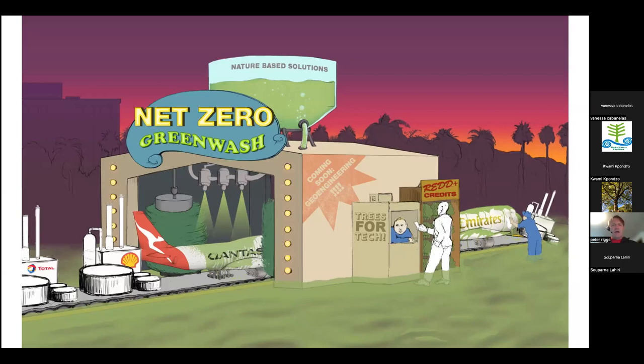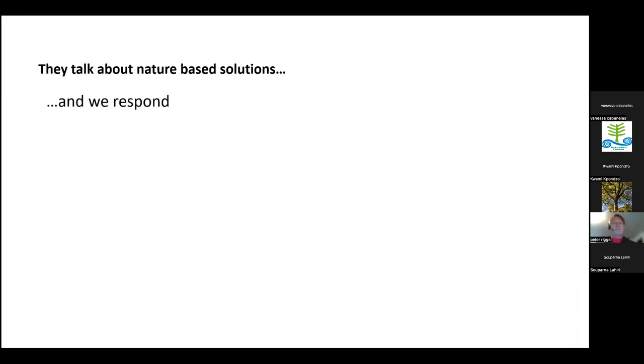If you'll see on the top of our greenwash car wash, you'll see a big tank that says nature-based solutions. So our belief is that the nature-based solutions frame is part of the greenwashing approach, and we shouldn't fall into the trap, fall into the pattern of using the term nature-based solutions. So when they talk about nature-based solutions, how do we respond?